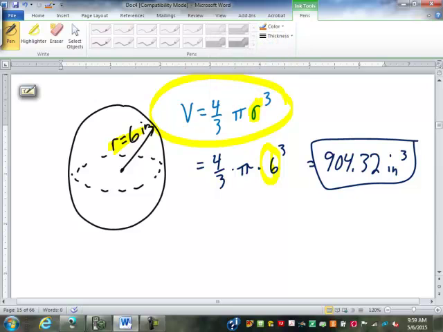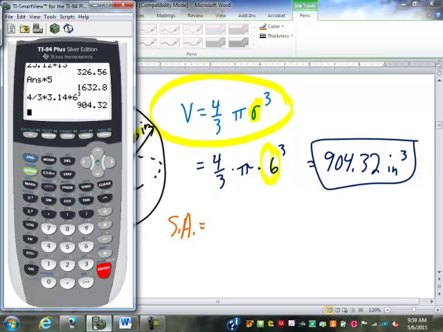Exactly. So if you take 6 to the third power, how do you do that on your calculators? You've got this caret key right here somewhere. Yours is probably over on the left side, about halfway down. This caret. Oh, so you just do 6 caret 3, then it equals 216. Yeah, 216, and then times pi times 4 divided by 3.